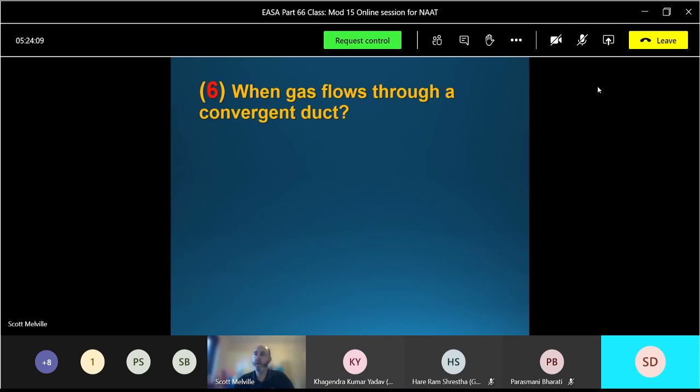Right, easy one. When gas flows through a convergent duct, what happens to velocity, pressure, and temperature? Velocity increases. Yeah, and temperature and pressure decrease. Good. Yeah, pressure and temperature drop. Good.